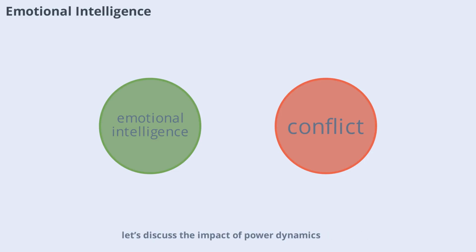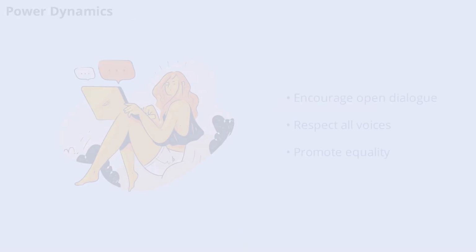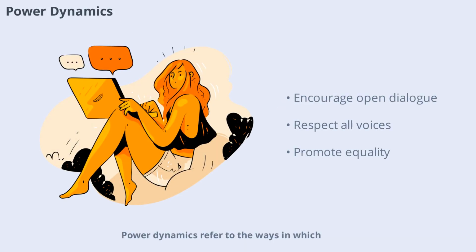Next, let's discuss the impact of power dynamics. Power dynamics refer to the ways in which authority and influence are distributed within a healthcare team. Sometimes, conflicts arise when staff feel that their voices are not being heard, or when decisions are made without their input. Addressing power imbalances involves encouraging open dialogue, respecting all team members, and ensuring that everyone has a chance to contribute. By promoting a culture of equality, healthcare organizations can reduce conflict and improve collaboration.